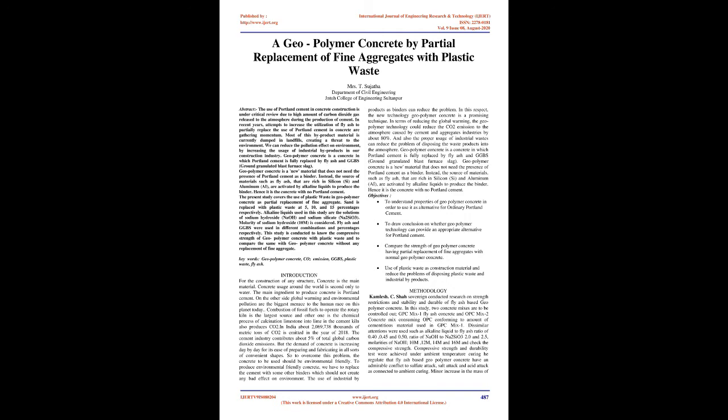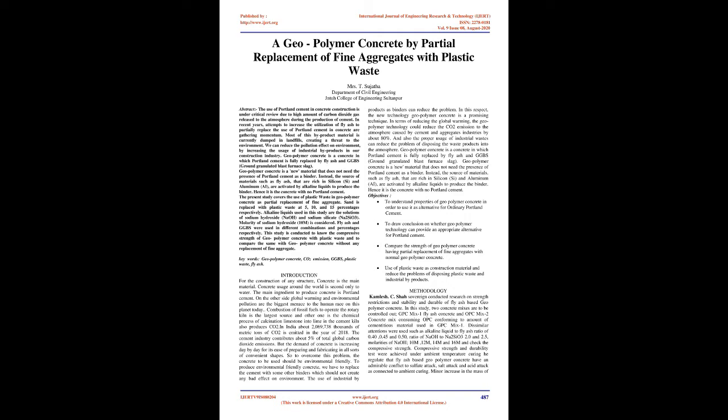We can reduce the pollution effect on the environment by increasing the usage of industrial byproducts in our construction industry. Geopolymer concrete is a concrete in which Portland cement is fully replaced by fly ash and GGBS, ground granulated blast furnace slag. Geopolymer concrete is a new material that does not need the presence of Portland cement as a binder. Instead, source materials such as fly ash, that are rich in silicon, Si, and aluminum, Al, are activated by alkaline liquids to produce the binder. Hence it is the concrete with no Portland cement.